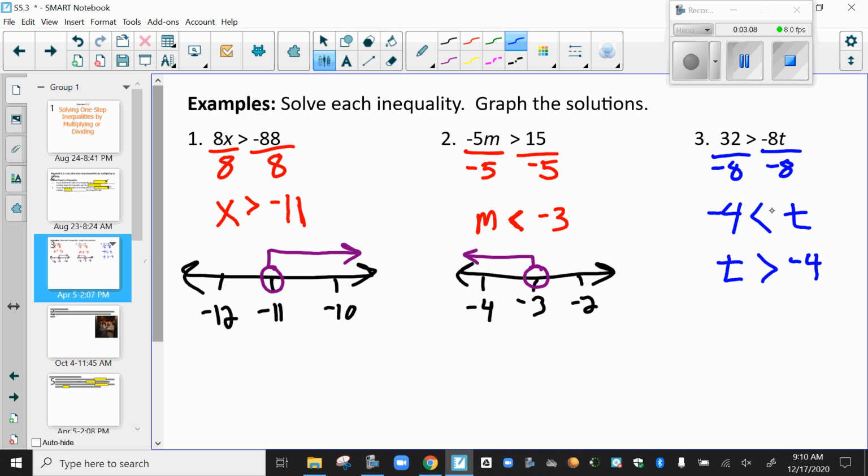Remember, for this last step, if the sign is open to the letter, you're going to keep it open to the letter. Then I'm going to graph it. Negative 4 in the middle. Go up one on this side, negative 3. Go down one on this side, negative 5. We have a greater than, so it's an open circle on negative 4, with an arrow up to the right. That's tough, but I think we got it.